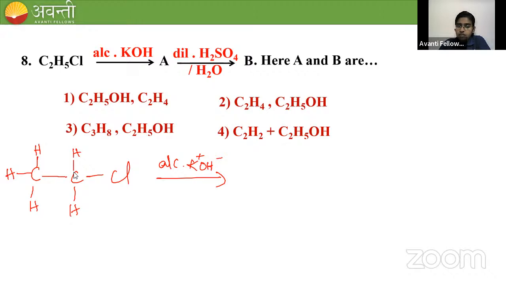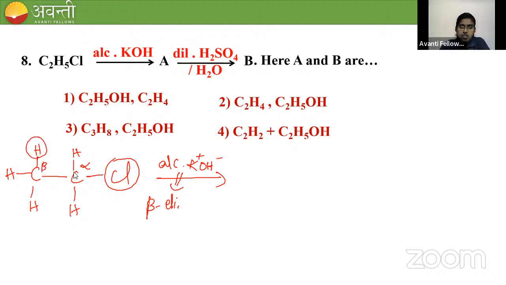What is the role of this alcoholic KOH? It leads to elimination. What type of elimination? Beta elimination will occur if an alkyl halide is treated with alcoholic potassium hydroxide. Now we have to find out which is the beta hydrogen. The chlorine attached carbon is called the alpha carbon. The carbon which is adjacent to the alpha carbon is called the beta carbon.